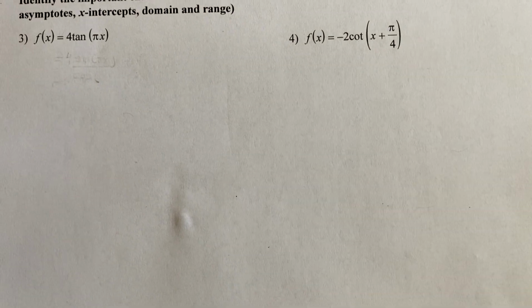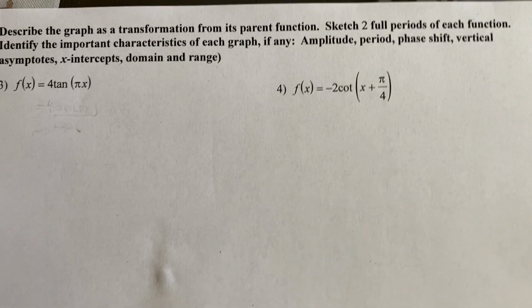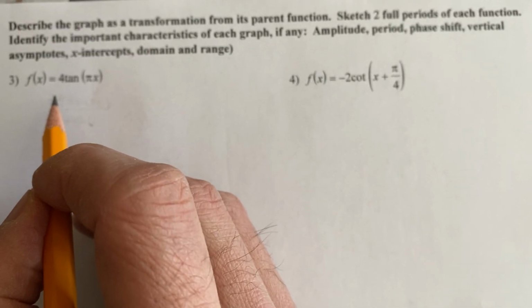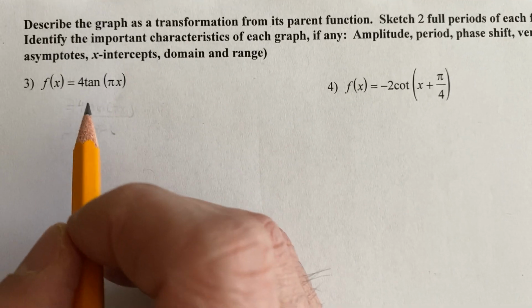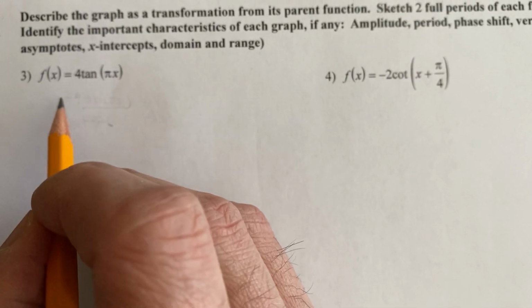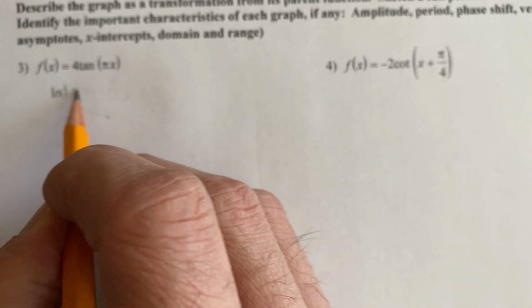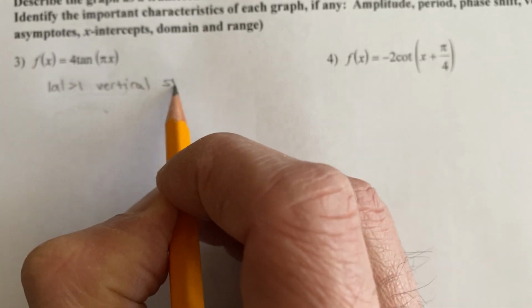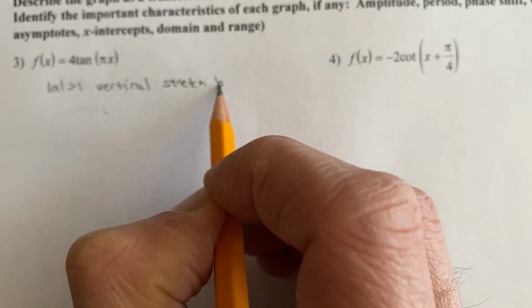Okay, so let's quickly review our transformations, right? There's no such thing as a real amplitude in your tangent and cotangent functions. But the absolute value of A is still greater than 1, so I can say vertical stretch by a factor of 4.